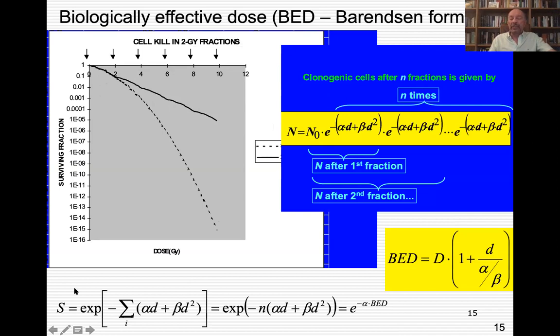Then you immediately realize that the survival can be written as e^(-alpha times BED), and the BED, biological effective dose, is D times (1 plus d, small d, which is the dose per fraction, divided by the alpha-beta ratio). D, capital letter D, is n times small d.